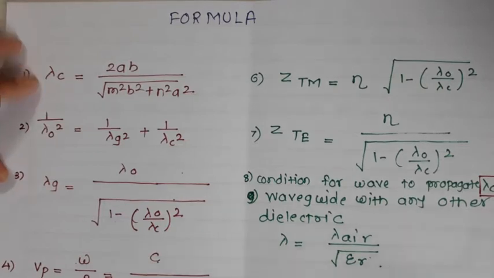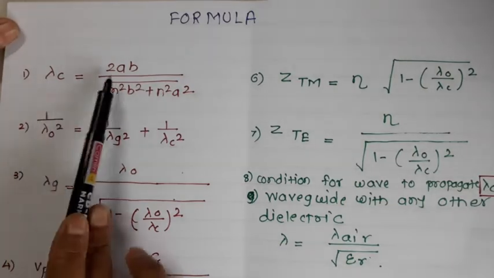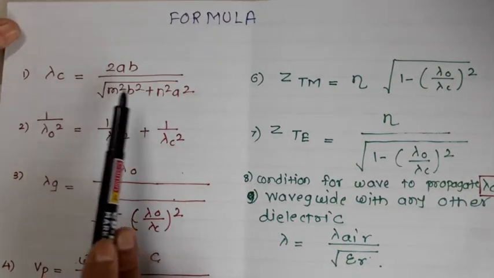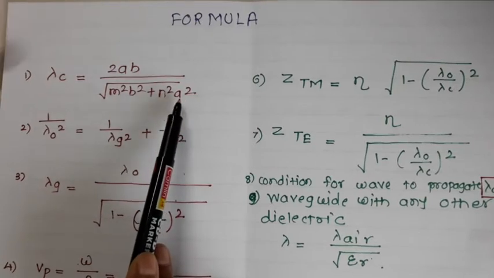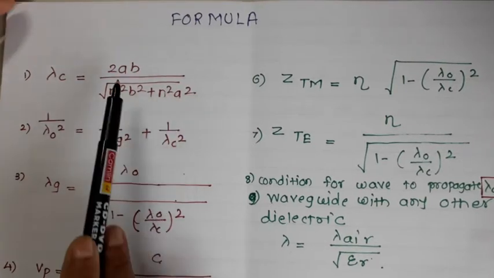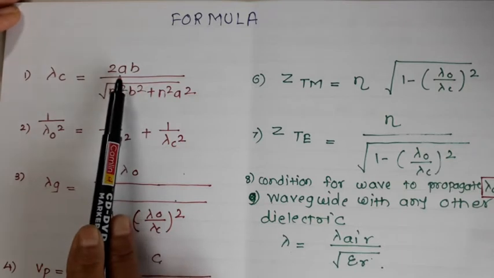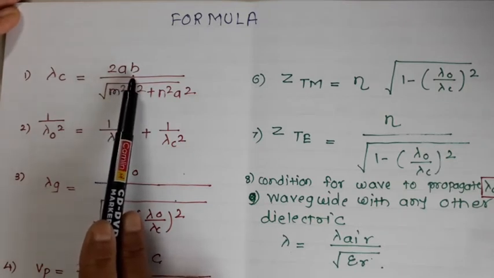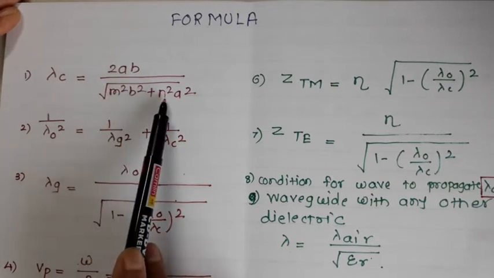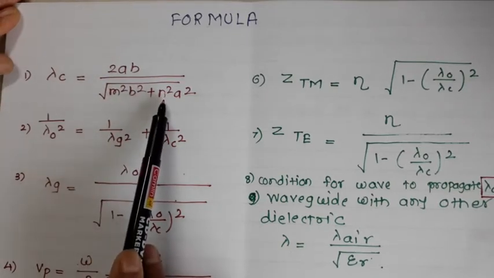The cutoff wavelength of a waveguide, lambda c, is equal to 2ab divided by the square root of m square b square plus n square a square. Here a is the longer side of the waveguide and b is the shorter side of the waveguide. m and n denote the modes of that particular waveguide.